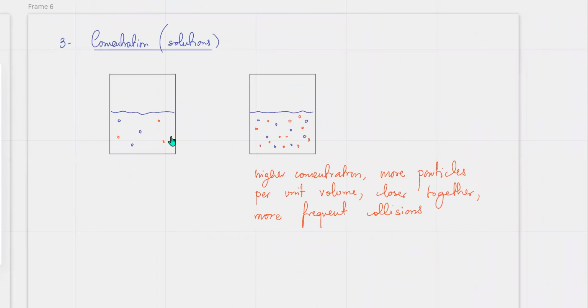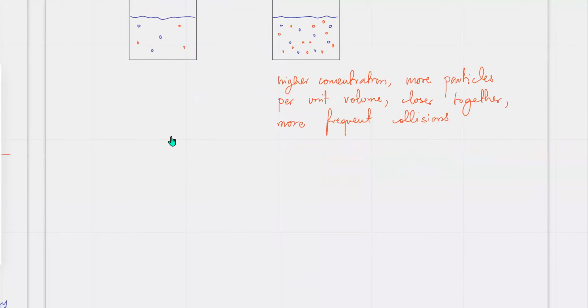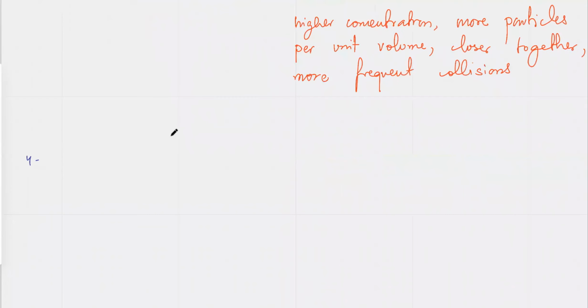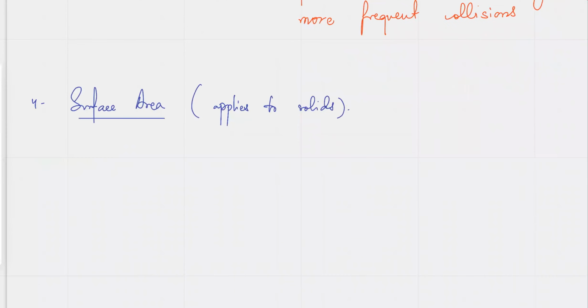I said that would lead to a faster reaction. Now, number 4, let's talk about number 4. The 4th factor is surface area. Now, this 4th factor usually applies to solids. So whenever you try to react a solid, you can do 2 things.